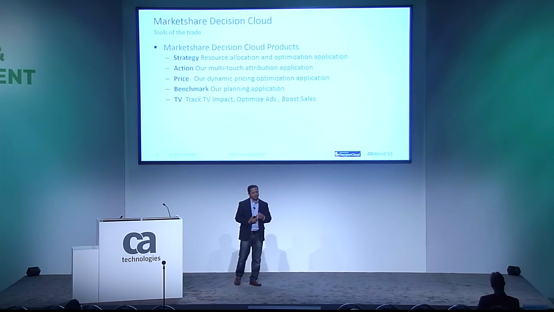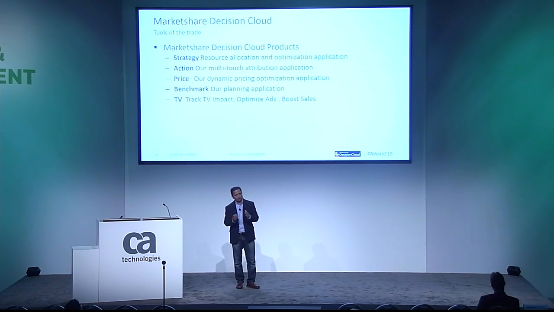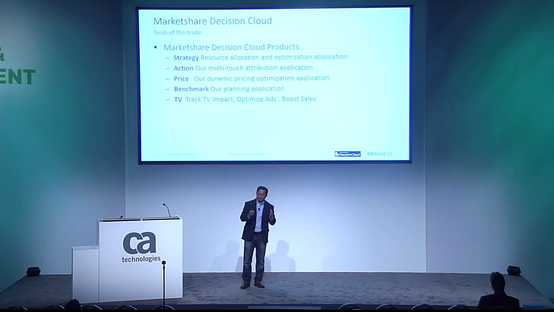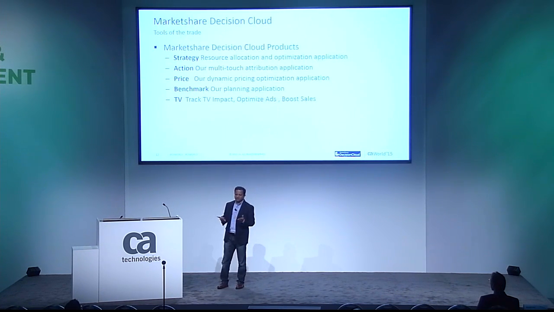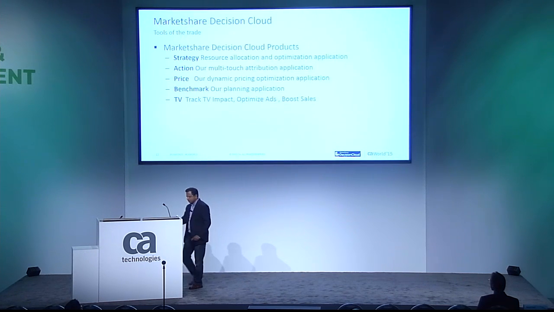We can say that 30% of the credit should go to the display ad, 20% of the credit should go to search results, and maybe 30% doesn't go anywhere because the user might have bought that product anyways.